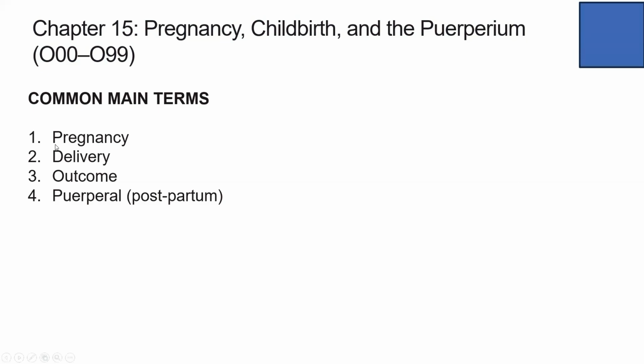And the first one is pregnancy. So obviously the patient is pregnant. All of the codes in chapter 15 are surrounded by a patient who is pregnant. Then if the patient delivers during an encounter or admission, then we can also use this main term as delivery. And then we have the term outcome. And then we have, again, this word puerperium, which equals postpartum.